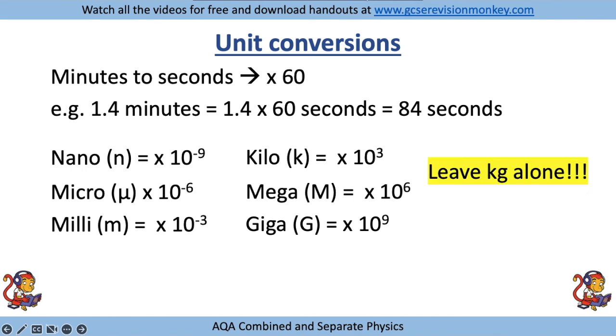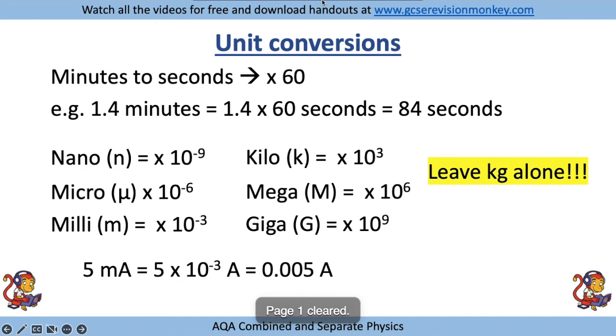But my top tip is leave kilograms well alone, because mass is supposed to be in kilograms. It's supposed to have that kilo prefix in front of it. So leave kilograms alone, but if you see anything else, convert it first. So for example, if you saw 5 milliamps, then you must swap out that milli for times 10 to the minus 3, because that's what milli is. So you'd end up with 5 times 10 to the minus 3 amps, which is the same as 0.005 amps.